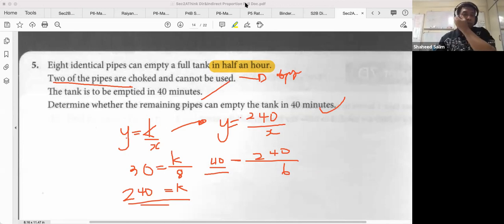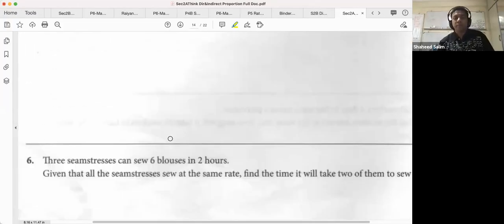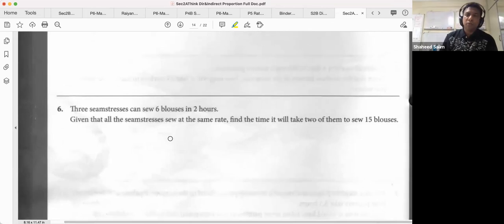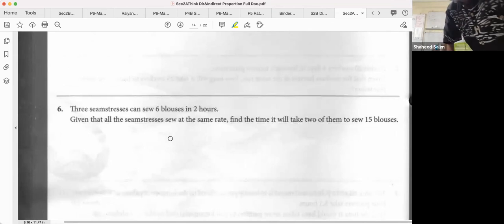It's okay. We try the next one. Next one, you can use either method also. Okay, you try this one. Question 6. I suggest don't use formula for this one. You use a comparison. One minute.